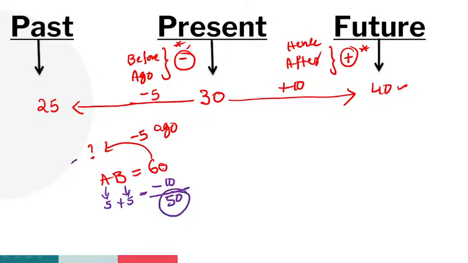So 5 years ago, their ages were how much, guys? 50 years. Clear, all of you? And in the previous example, there was only one person. Now, how many persons are there in total? Two persons, guys. That's why there is a total deduction of 10 years here. Clear, guys, all of you? Say yes or no?